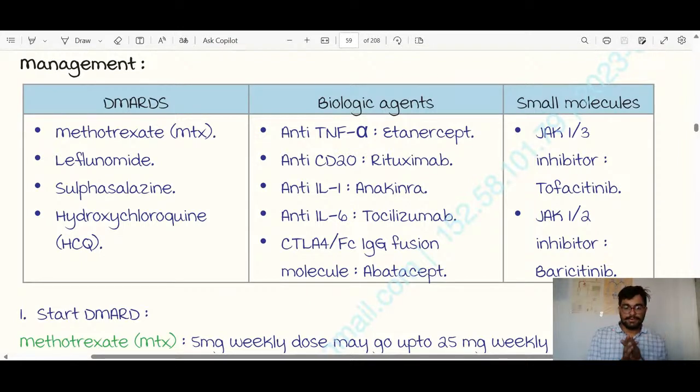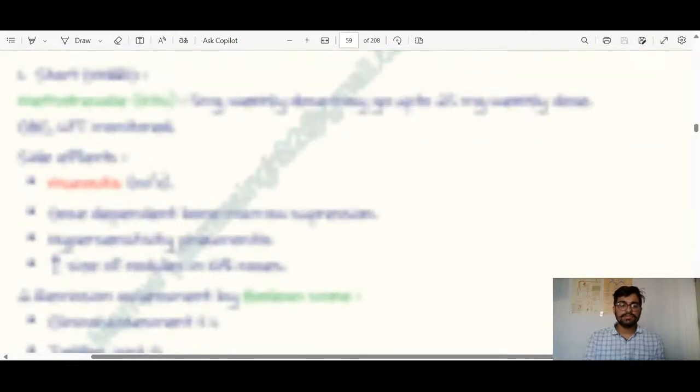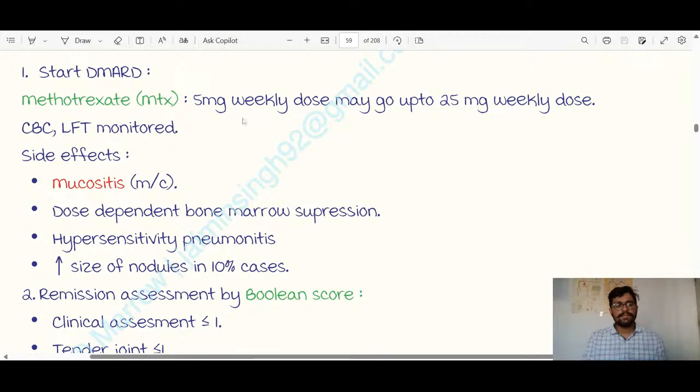What are the small molecules? JAK1/3 inhibitor tofacitinib, JAK1 inhibitors such as baricitinib. Treatment starts from methotrexate. For methotrexate, the weekly dose starts from 5 mg and may go up to 25 mg weekly.